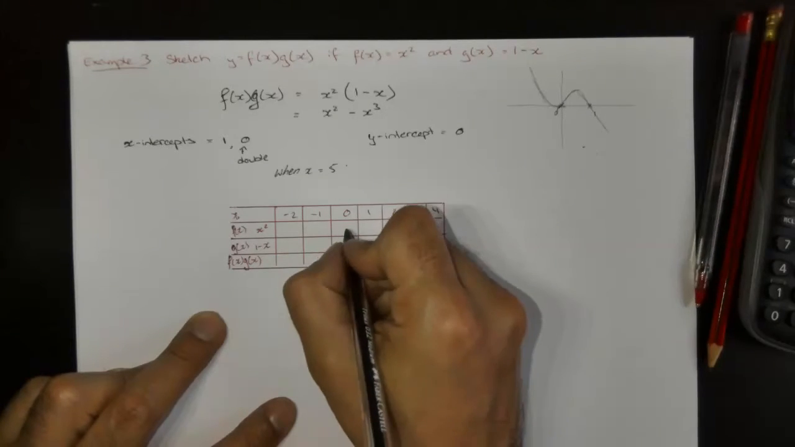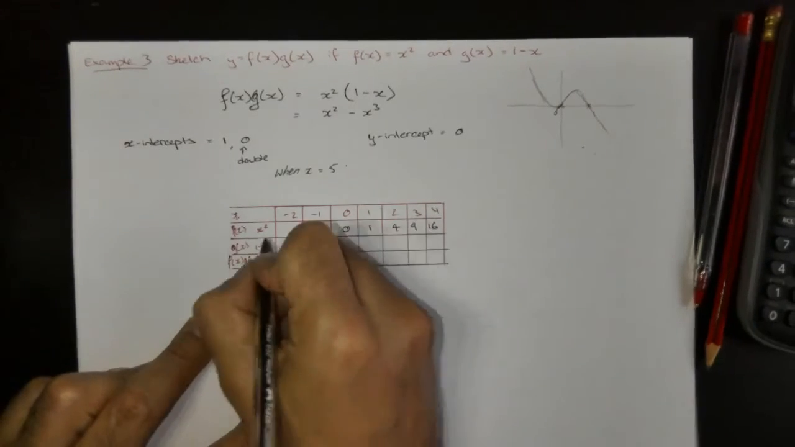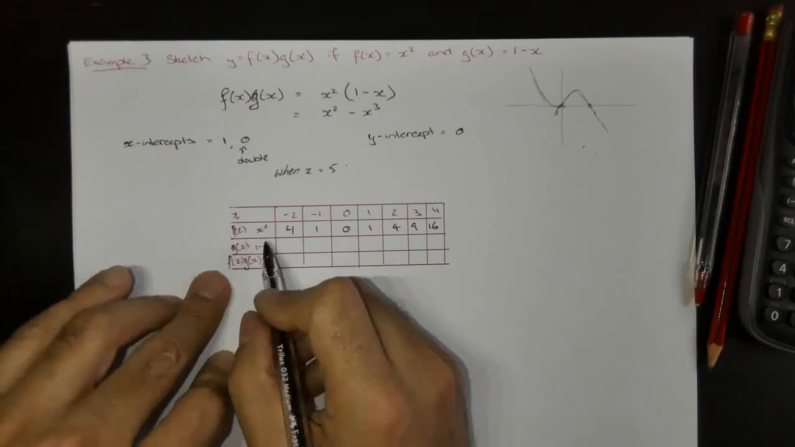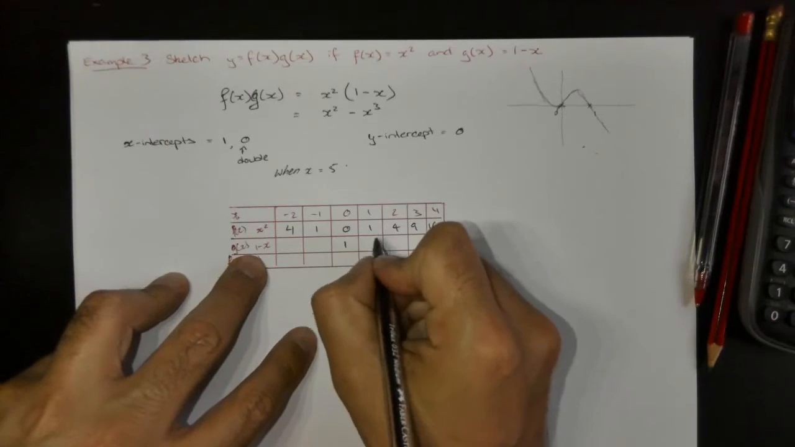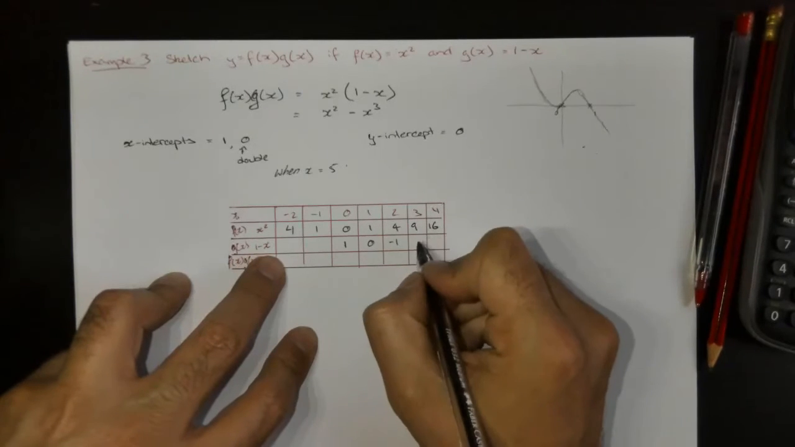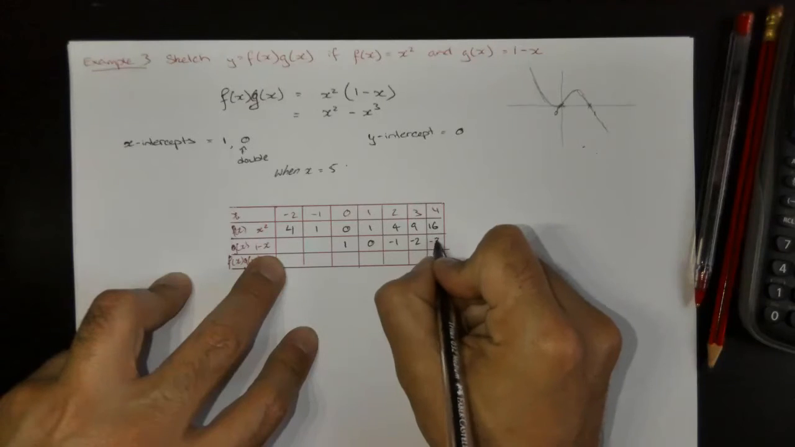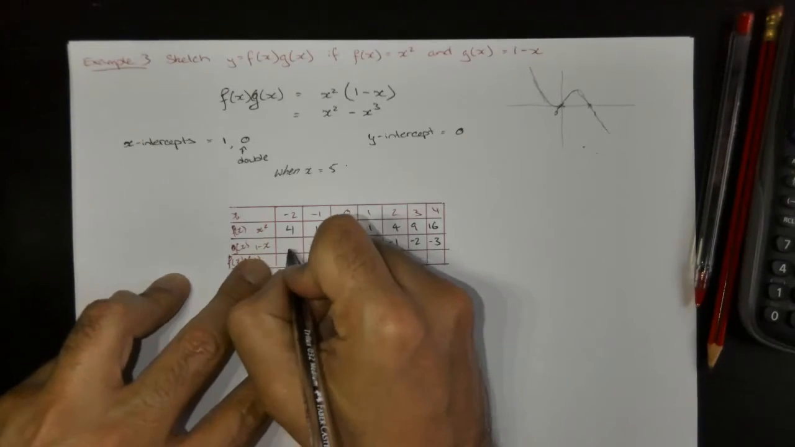Okay, so this will still be 0, 1, 4, 9, 16, 1, and 4, because it's just x squared, a parabola. And so this is 1 minus 0 is 1, 1 minus 1 is 0, 1 minus 2 is minus 1, 1 minus 3 is minus 2, minus 3, plus 1 becomes 2.